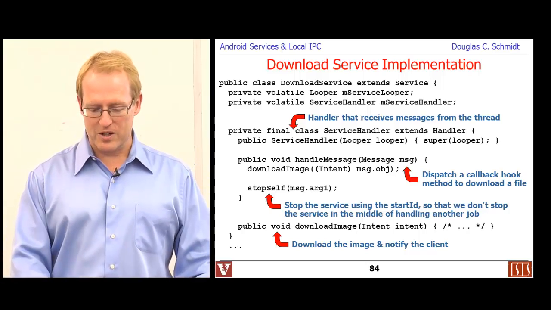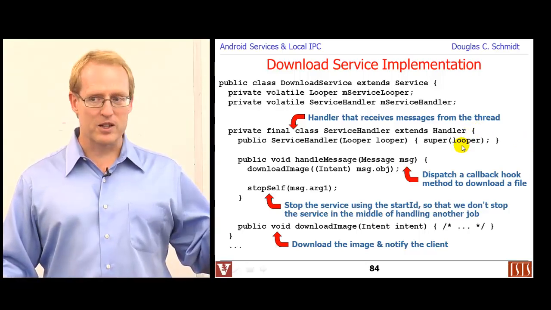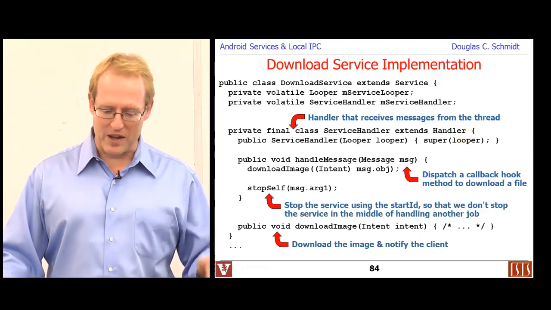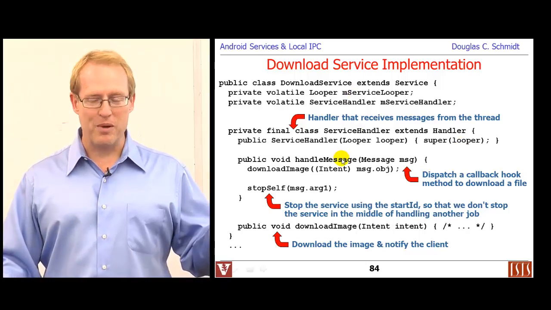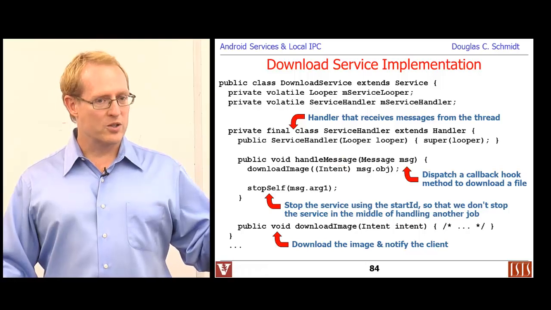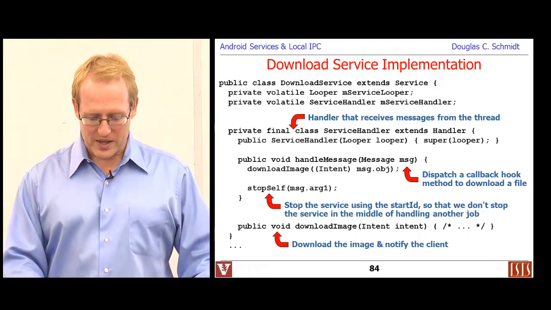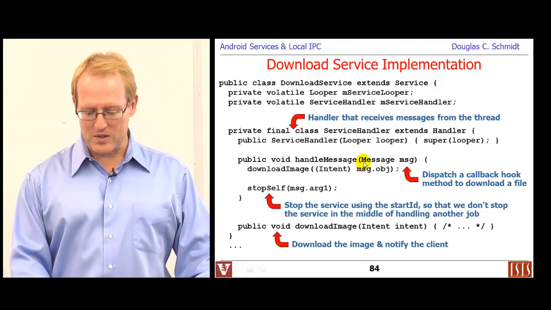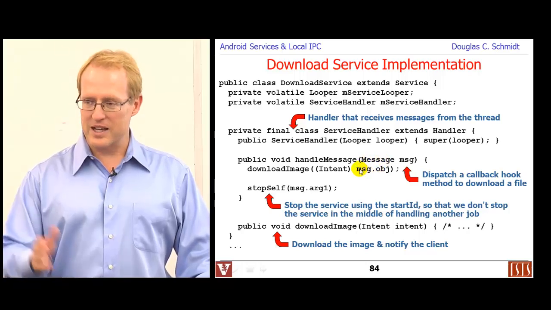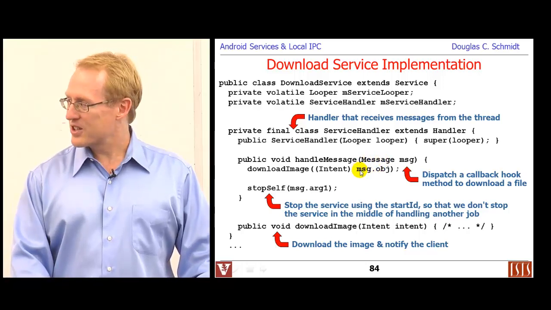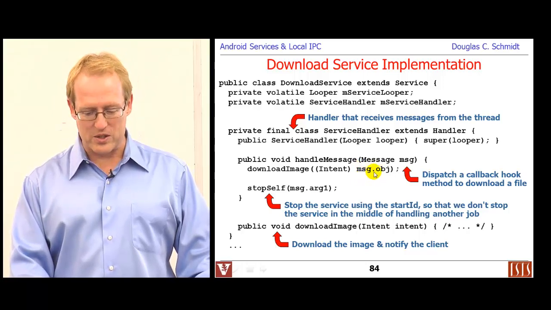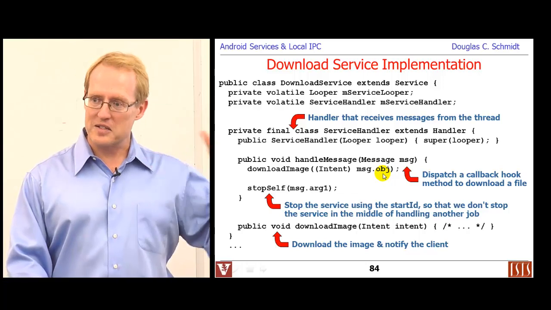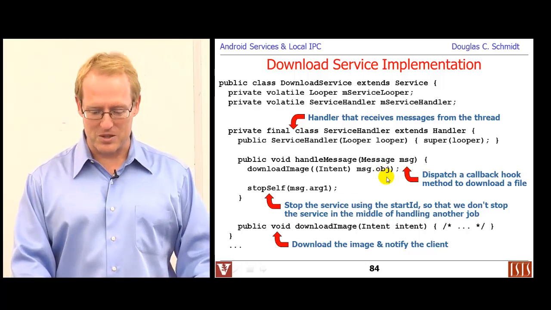The service handler constructor goes ahead and takes the constructor parameter for the looper and makes that its looper. We'll see more how that works in a second. And then it's got a handleMessage method, which is what's going to get called back when we pass it work to do. And as you can see here, it's going to take the message that's passed. This answers Nolan's question from before. And it's going to crack open the message and get the intent out of it. You'll see how the intent gets in the message in a second.